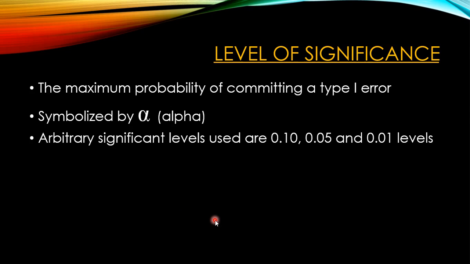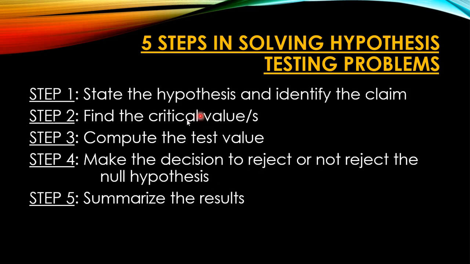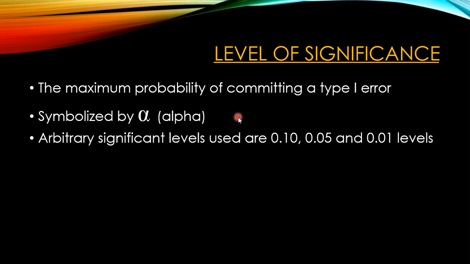Okay. Now, na-mention natin kanina itong critical value. Paano ba natin malalaman itong critical value? Alam na natin yung step 1, nagawa na natin yan. Now, how do we find the critical value? So, first, we have to identify the level of significance, or minsan tawag dyan ay significance level. This is the maximum probability of committing a type 1 error. It is symbolized by the Greek letter alpha. So, pag nabasa dyan ay alpha. It is an arbitrary significant level. The arbitrary significant levels used are 0.10, 0.05, and 0.01.